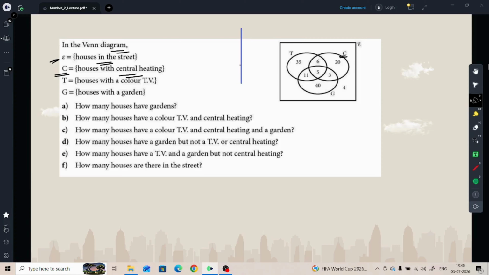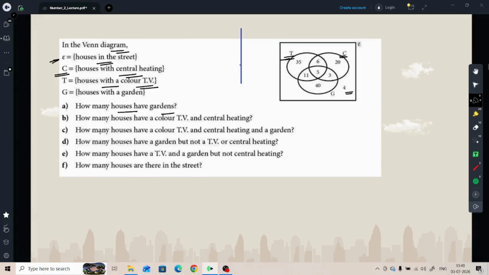T means houses with a color TV. And then G is there, houses with a garden. And there's another part which is not included in either of the 3. Now it is asking you how many houses have gardens.